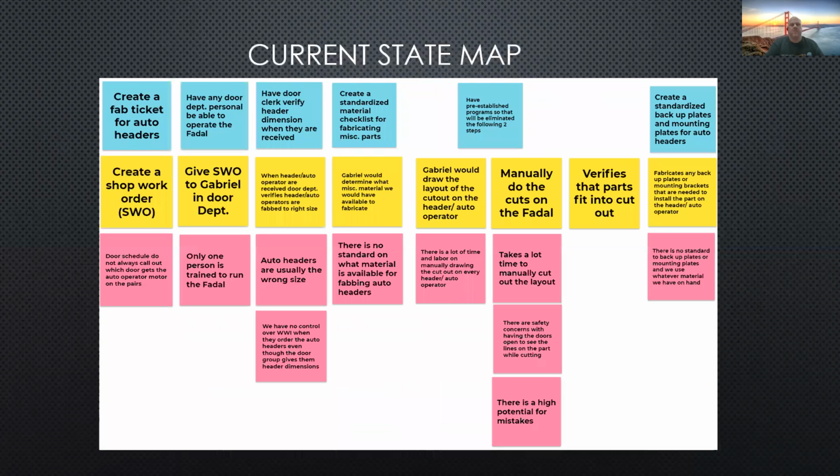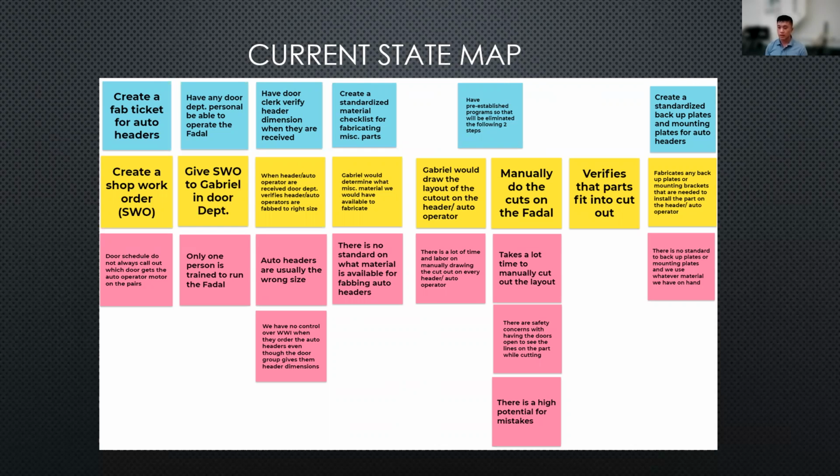Next slide. All right, so moving on, this is our current state map. Our current process right now is that we would create a shop work order. Then we'll be handing that over to our door guy, Gabriel. Then once that's done, we would get an auto header, and during that time, we would measure to see if it's the correct size. Then Gabriel would determine any miscellaneous material that's available that is able to be fabricated. And then Gabriel would draw the layout onto the auto header.